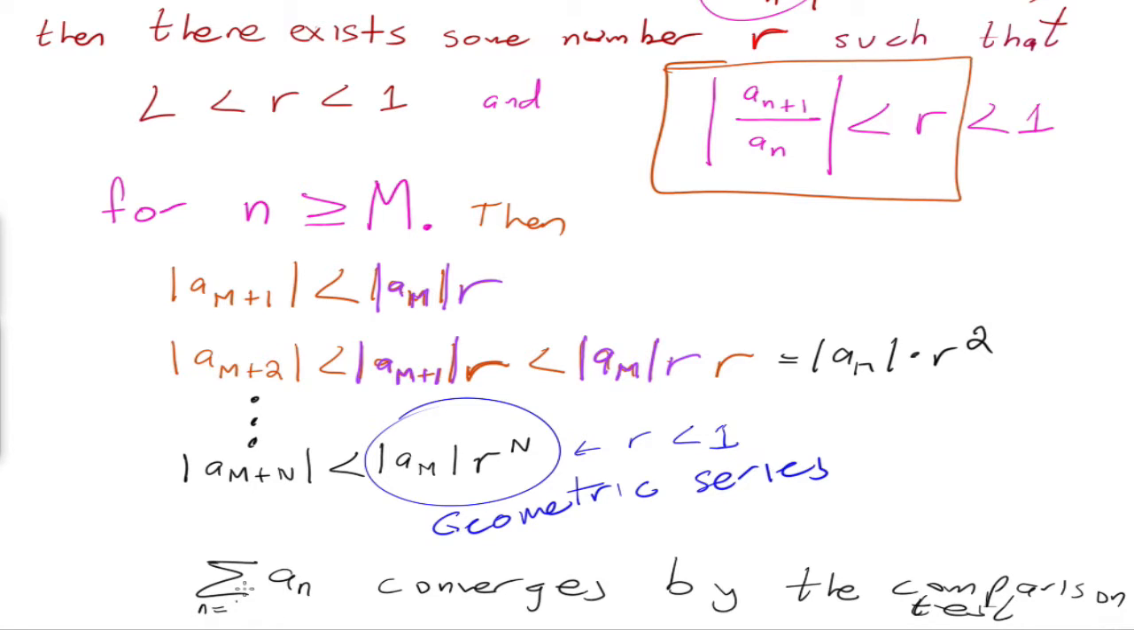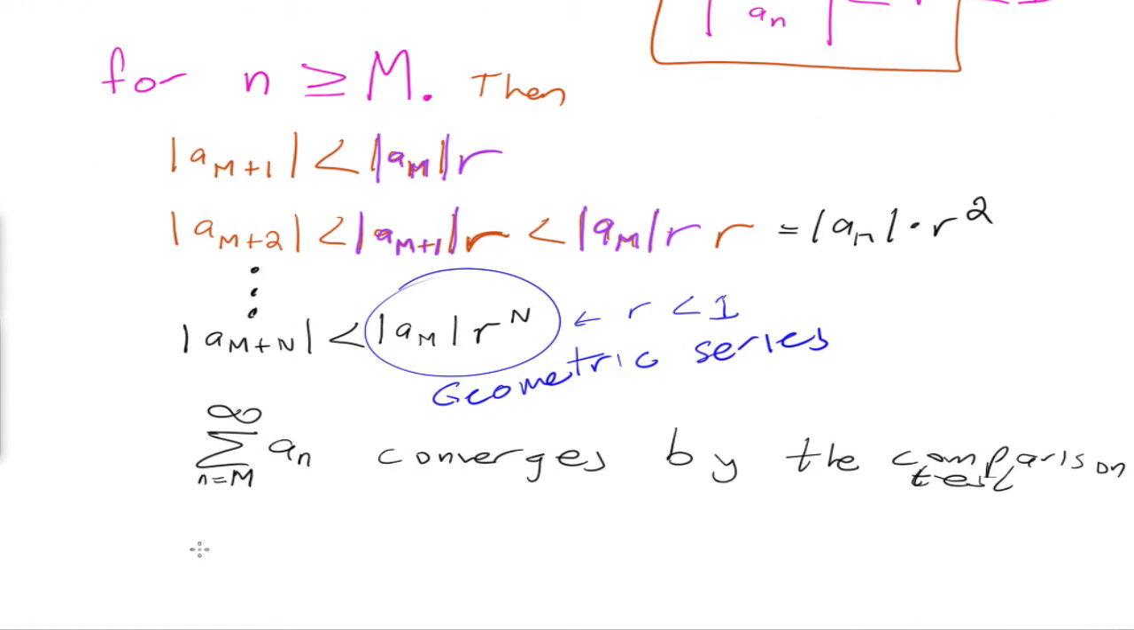So really, directly from here, this series, n equals m to infinity, converges, right? But that also means that the series starting at 1 to infinity also converges. And not only that, it converges absolutely, right? Okay. Does that make sense?